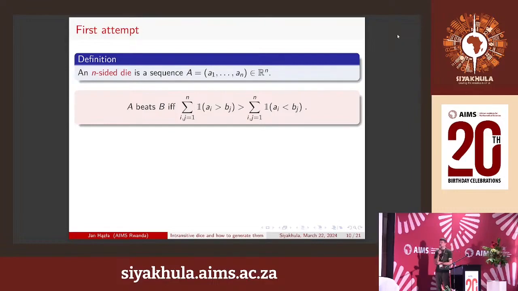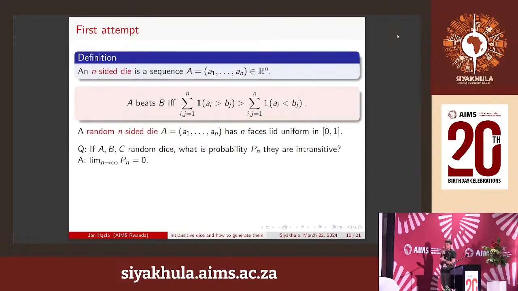I said this intuitively, but what does it mean, this relation that A beats B? Well, you have to just count over all possible pairs i, j, how many times Ai is strictly greater than Bj, and how many times Ai is strictly less than Bj. Maybe there are some ties. Usually we don't worry about ties. And then if the number on the left is strictly greater than the number on the right, that is the definition that A beats B. Okay, so this is the relation we are studying.